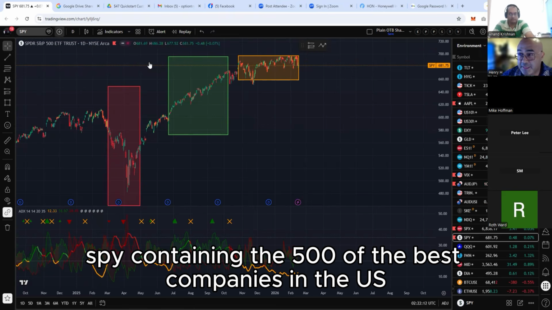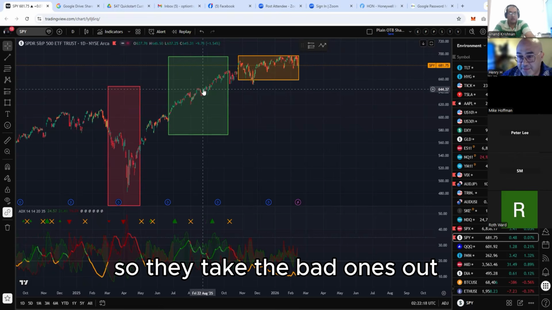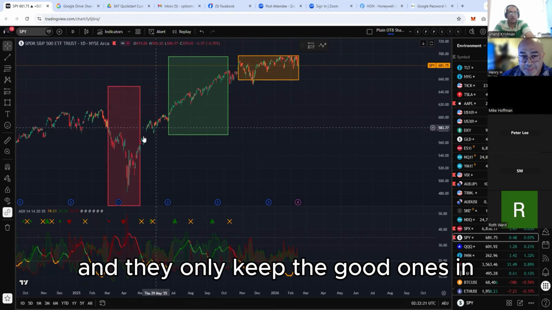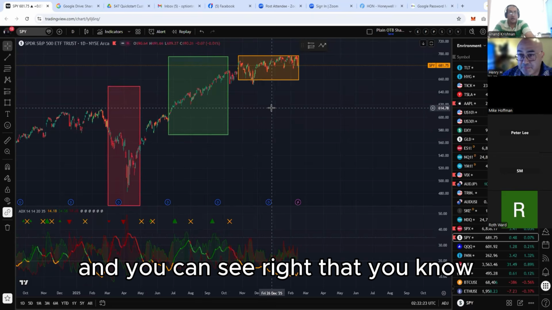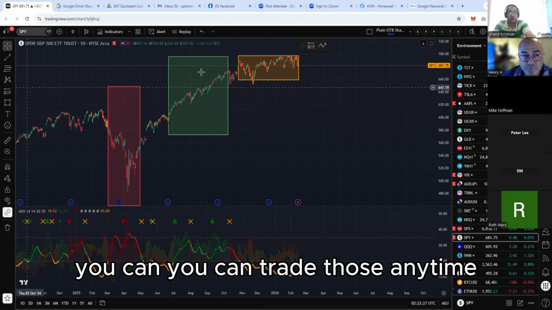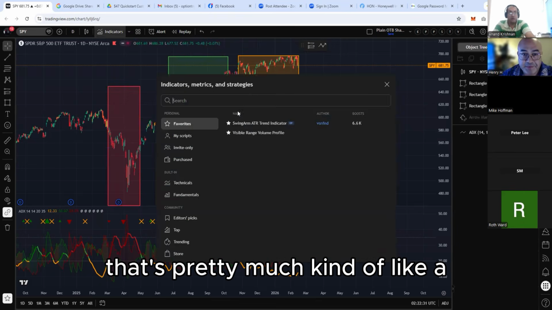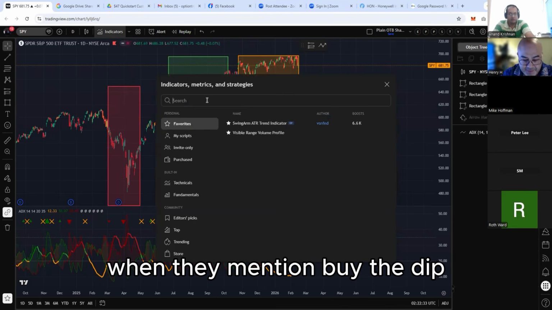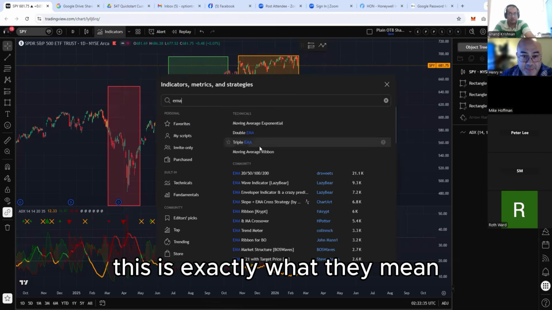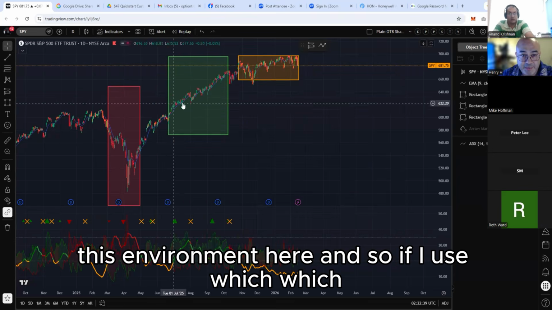SPY contains the 500 of the best companies in the US, and they also rotate them. So they take the bad ones out and only keep the good ones in. You can see that whenever it pulls back in those situations, you can trade those anytime. When they mention buy the dip, this is exactly what they mean. Buy the dip only works in this environment here.